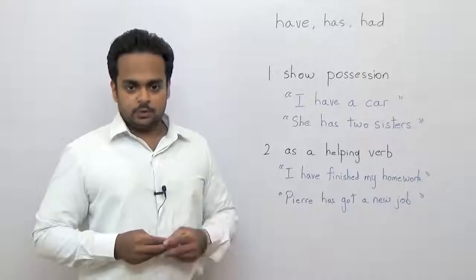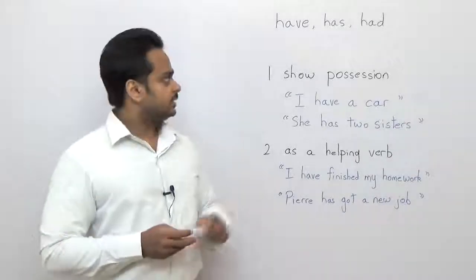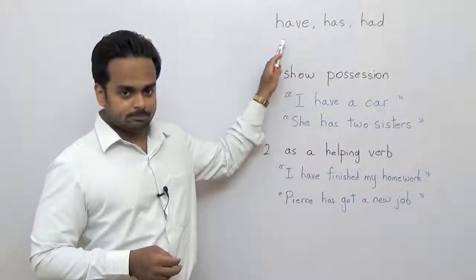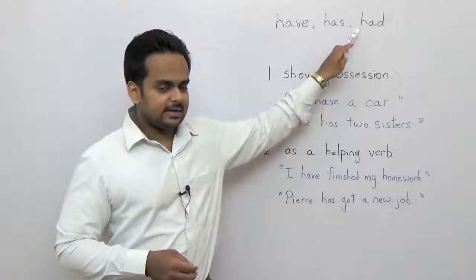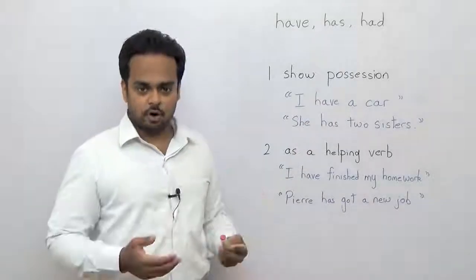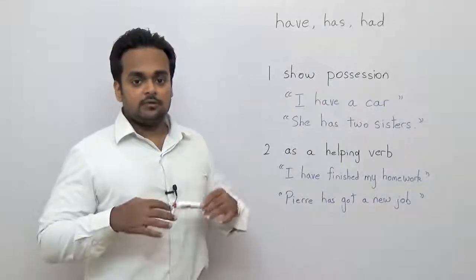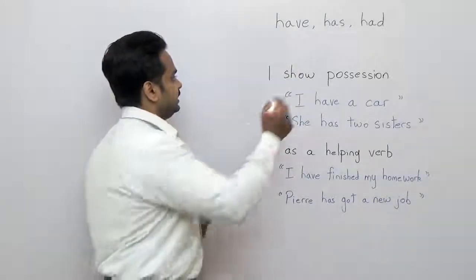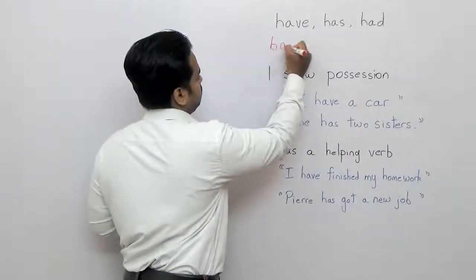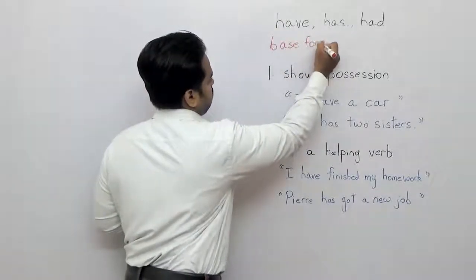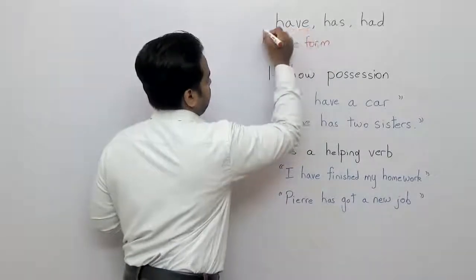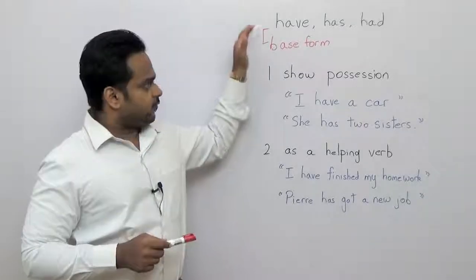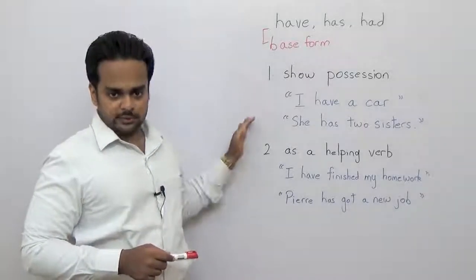Now before we get into the rules, remember that the verb have is the base form. That means that has and had are not different verbs. They're all just different forms of the same verb, which is have. So we're going to call this the base form. Okay?